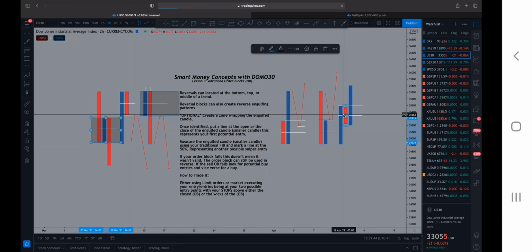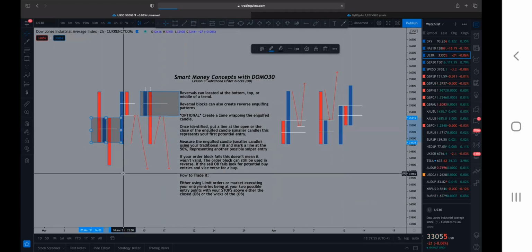I'm not going to get too ahead of myself, but just to let you know, you guys are going to see that these make certain patterns, right? If you already know, you know that these create certain patterns that also give us extra confluence of where we're going to take our entries from.